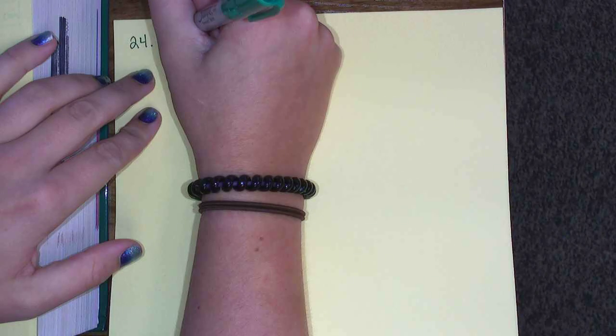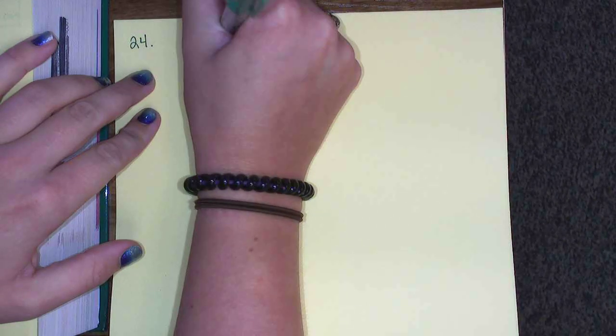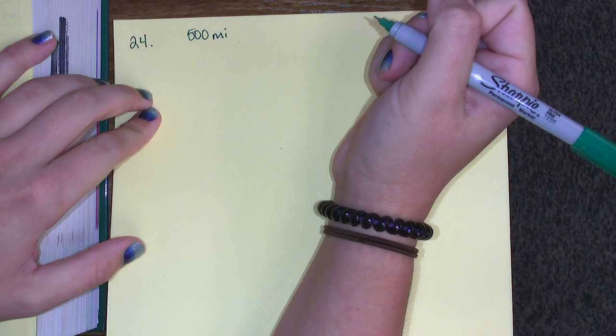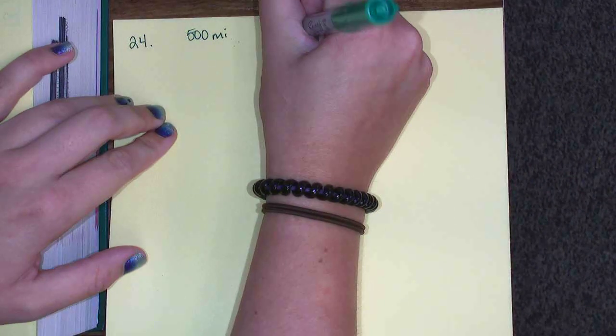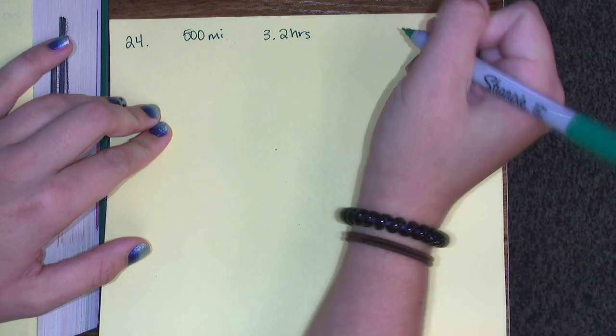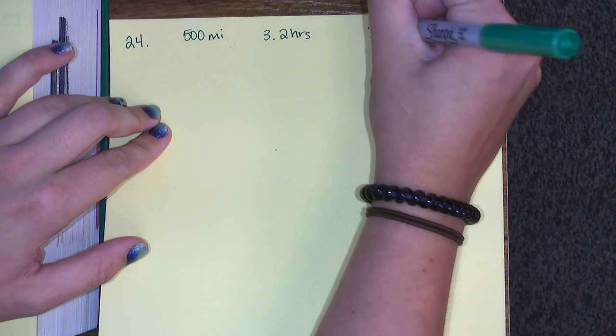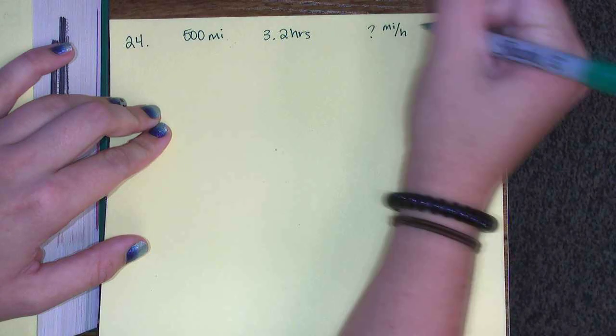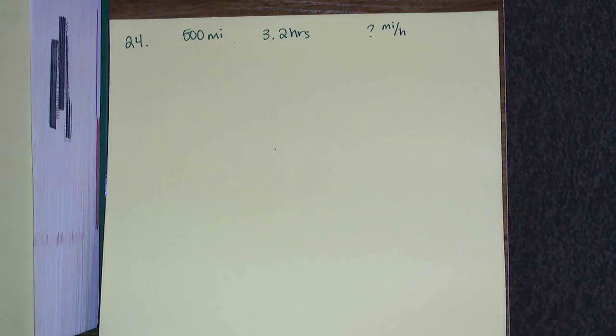Alright, so this problem says, a recent Daytona 500 race was won by Dale Earnhardt Jr. He completed the 500-mile race in 3.2 hours. What was his average racing speed? Okay, so we're told that it's a 500-mile race. We're told that it took 3.2 hours. And ultimately, we want to know how many miles per hour he went. So what his average speed was.